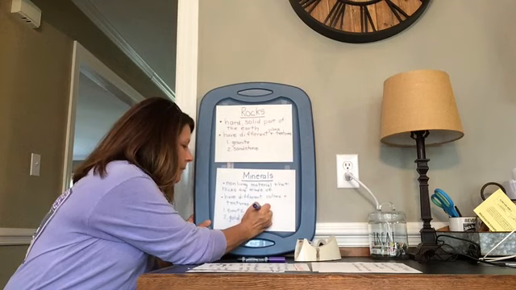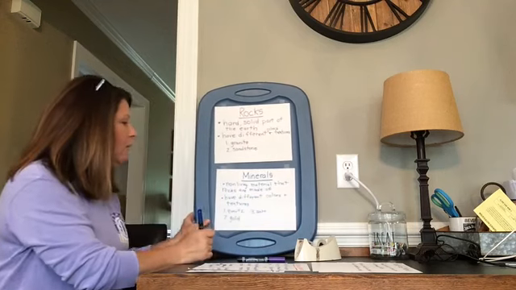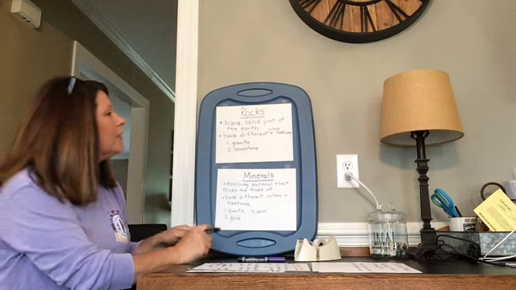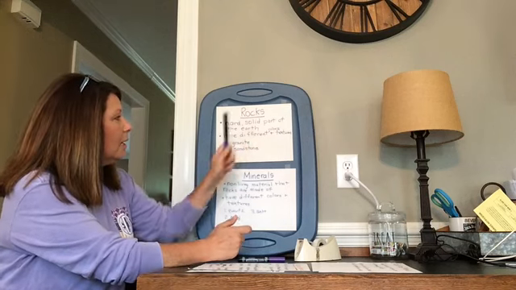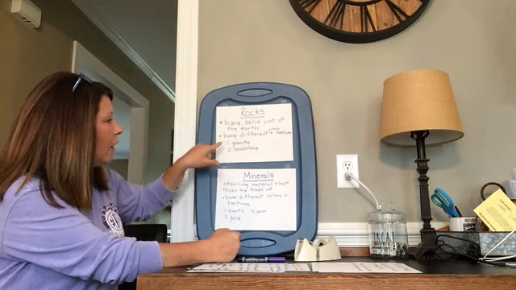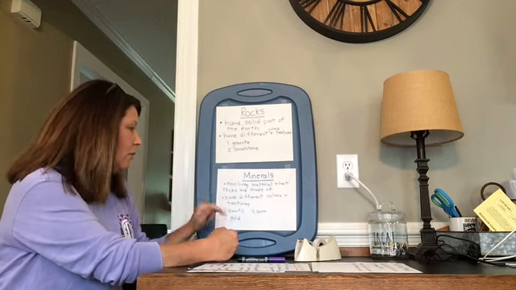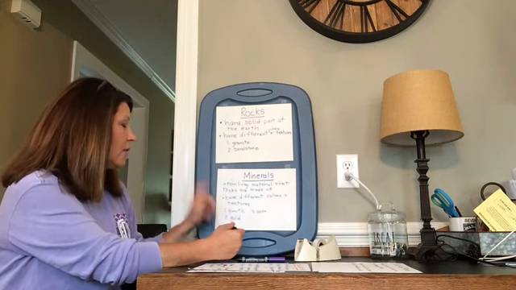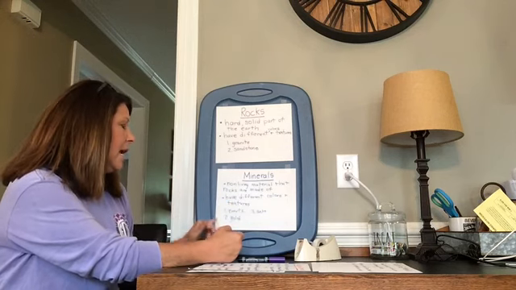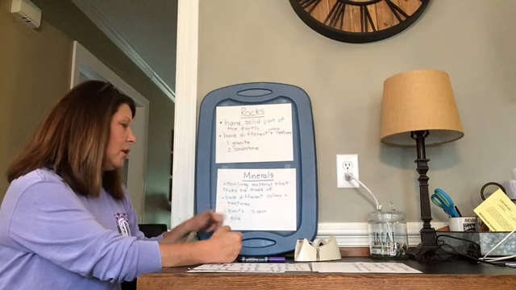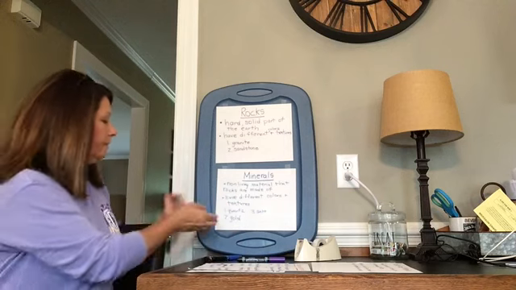Good. Okay, so a quick review. Rocks are hard, solid parts of the earth. They have different colors and textures. Examples are granite and sandstone. Minerals are non-living materials that rocks are made of. They have different colors and textures, just like rocks. And examples are quartz, gold, and salt.